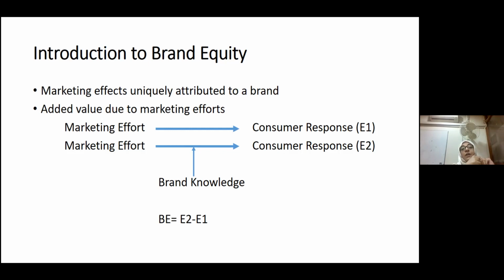For example, the consumer response could be that I have purchased that brand because John Elia started marketing it on social media. I came across the campaign on social media and I bought that pair. Now, my response, which is dependent upon the marketing effort, is labeled E1 in the equation over here.